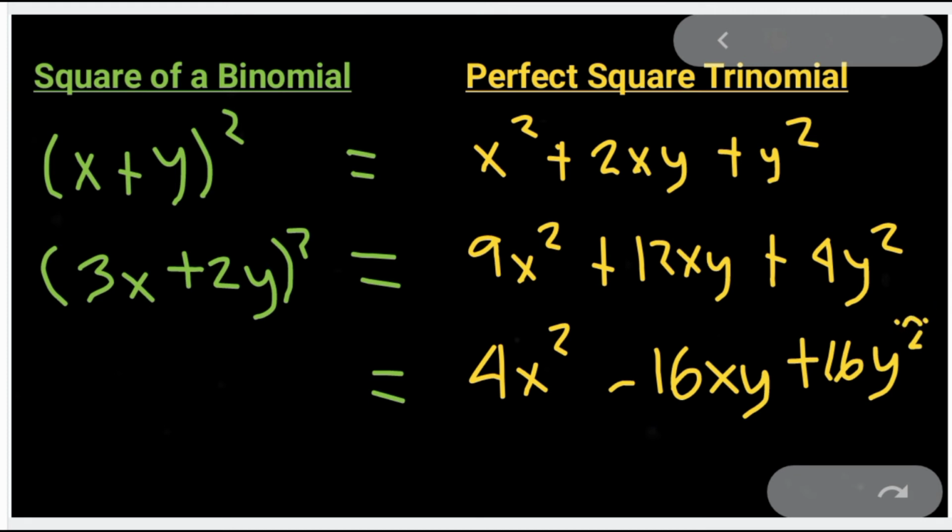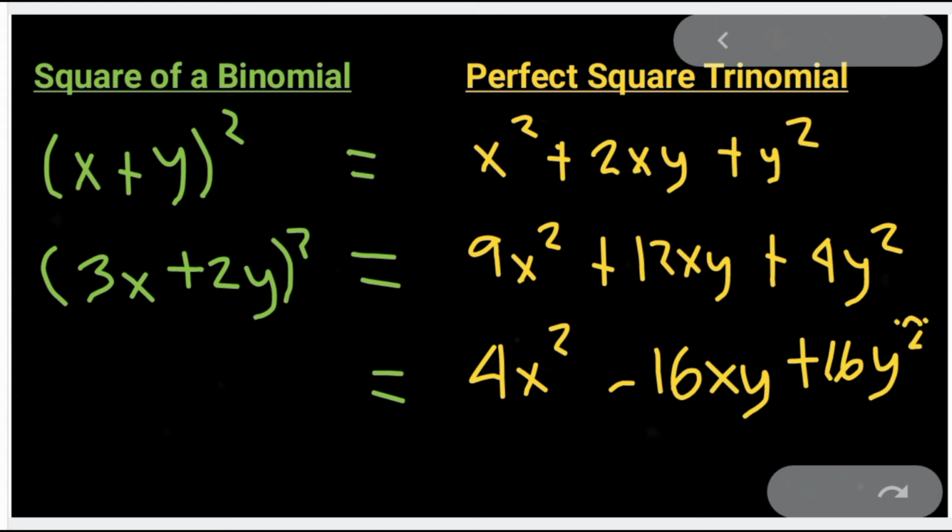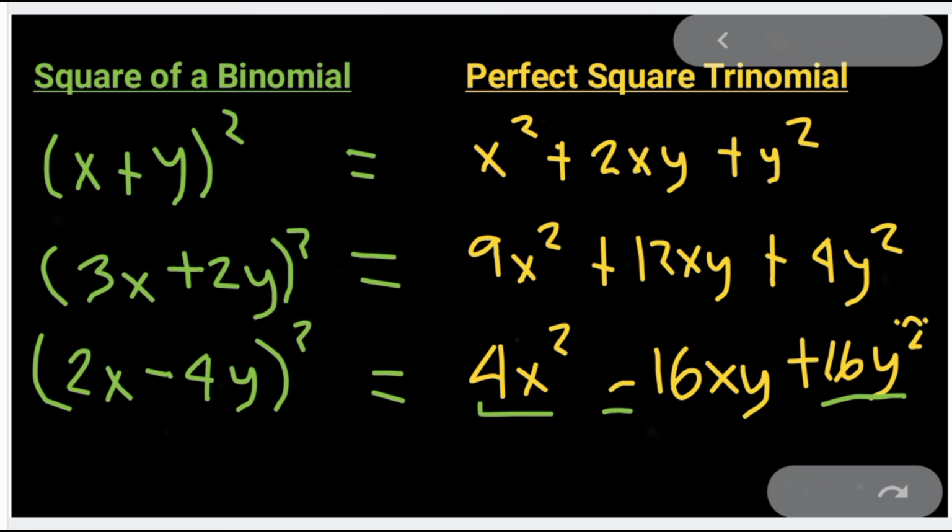The answer is very simple. How are we going to convert it into a square of a binomial? We only need to get the square root of the first term and the square root of the last term, and copy the sign. So for the first term, the square root of 4x squared is 2x. Then copy the sign, which is minus. Then get the square root of 16y squared, which is 4y. Then let's put the square here. So that is the relationship between the square of a binomial and a perfect square trinomial.